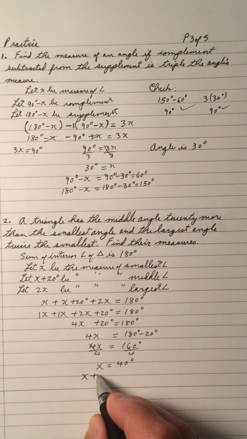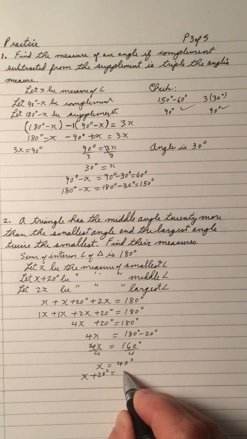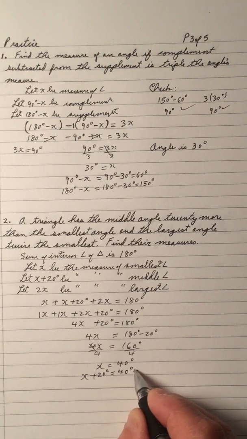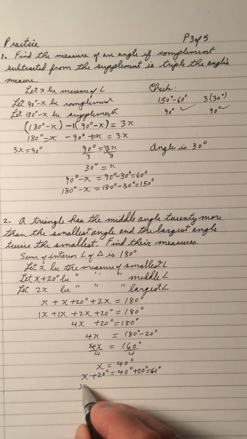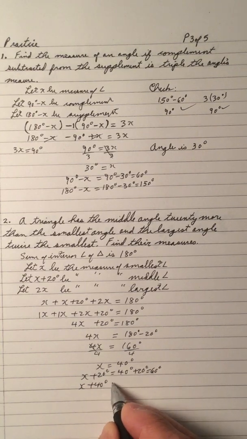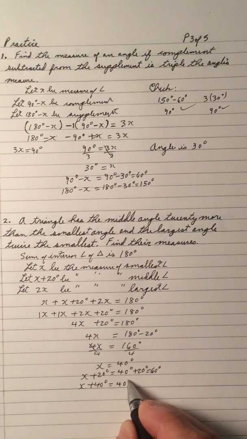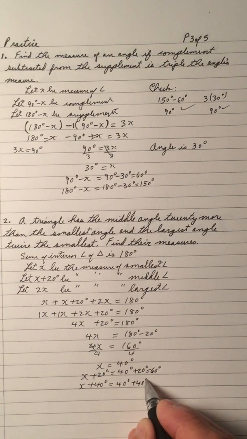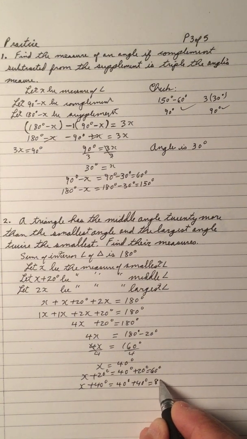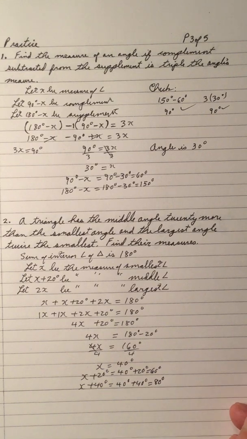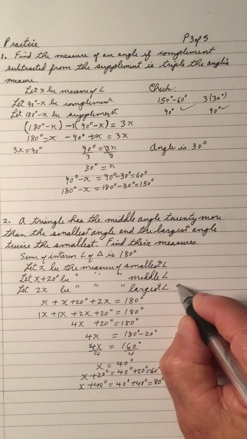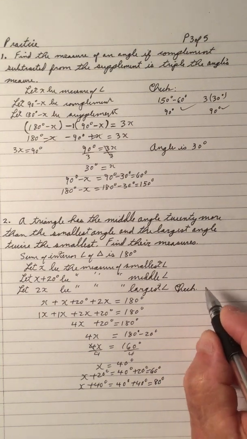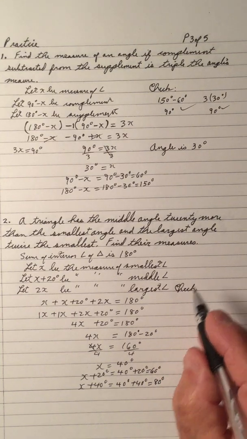So x plus 20 is 40 plus 20, which is 60. And x plus 40 is 40 plus 40, which is 80. So we have all three angles, but are we correct? So let's do a little check.